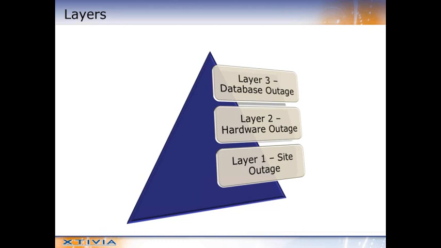That is also going to impact layer 2 and layer 3, meaning that if you have a site outage with the fire, you can pretty much be assured that the hardware's down and out. And in addition, not only is the hardware offline, but the database is offline. It is possible, however, that you have a database outage with the hardware being okay and the physical location being okay. So layer 1 will impact layers 2 and 3, obviously, but once you start at layer 2, it may not necessarily impact layer 1.